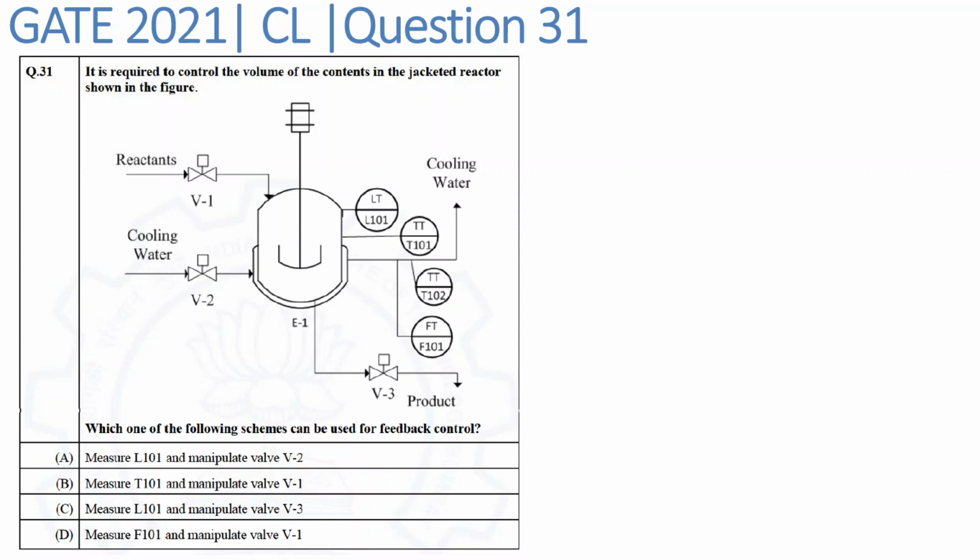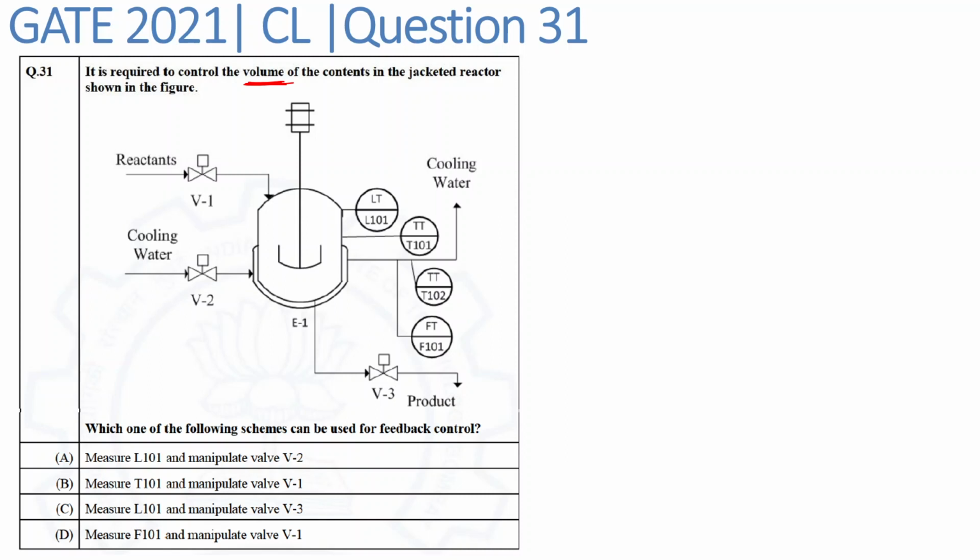So in this question, they have shown us an application of feedback control in order to control the volume of the contents in this reactor. So our main objective is to control the volume of the reactor. Corresponding to that, we have been given this P and ID diagram, that is piping and instrumentation diagram.